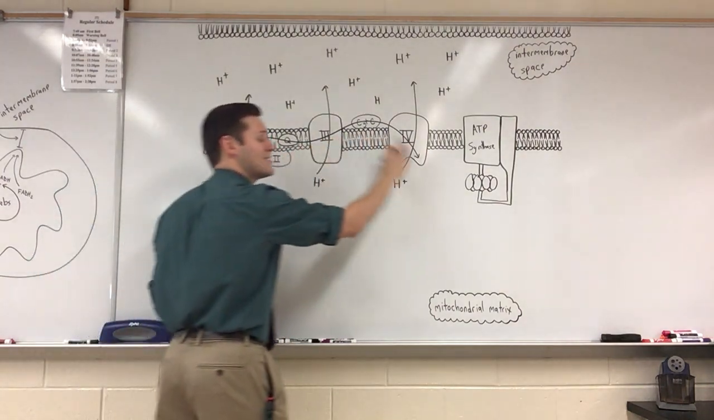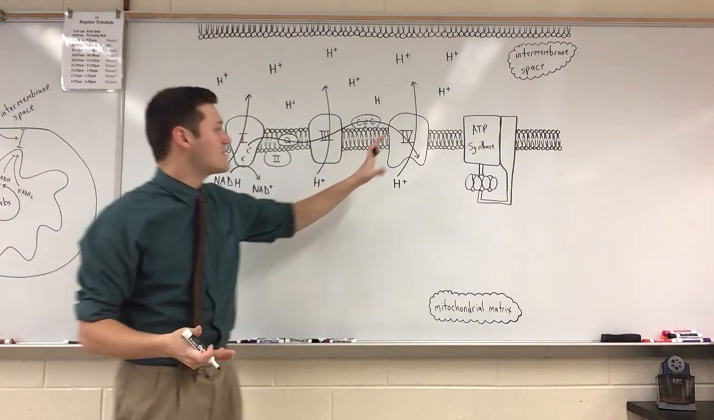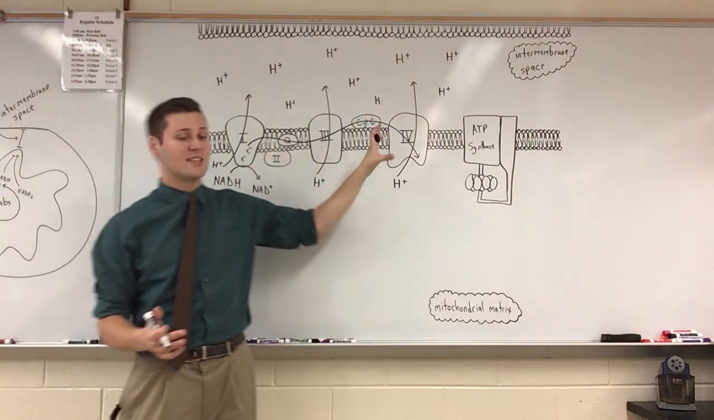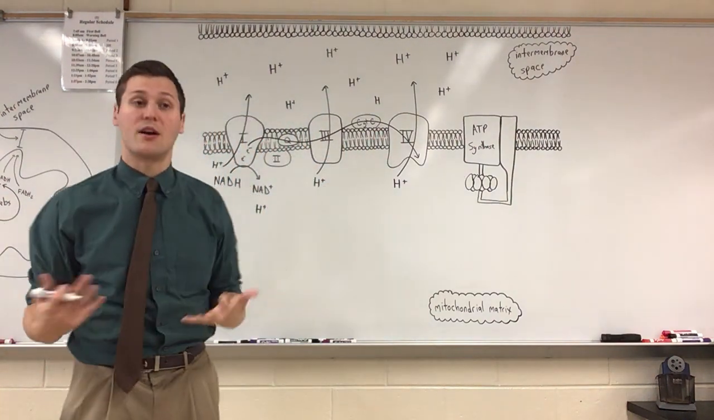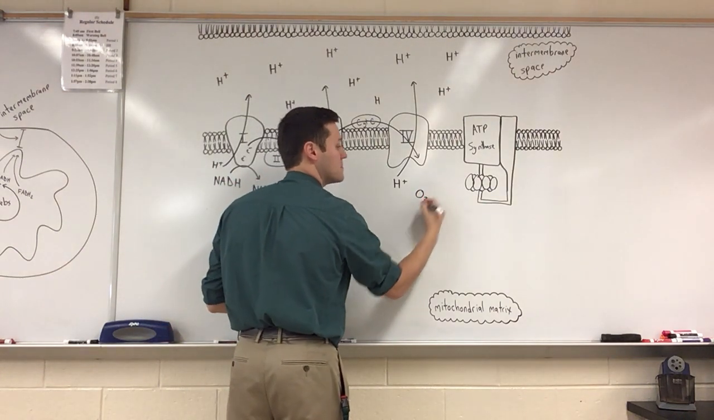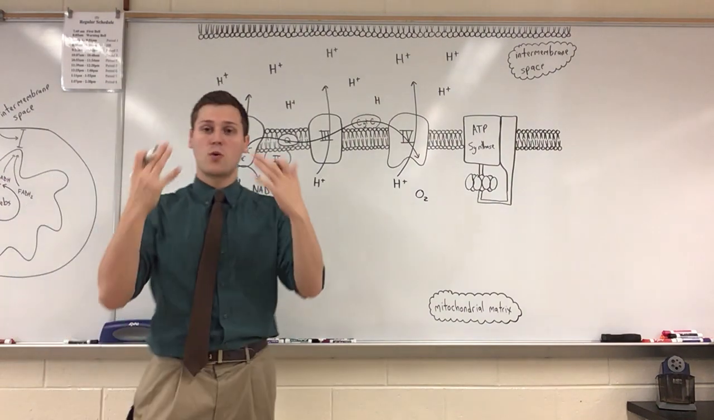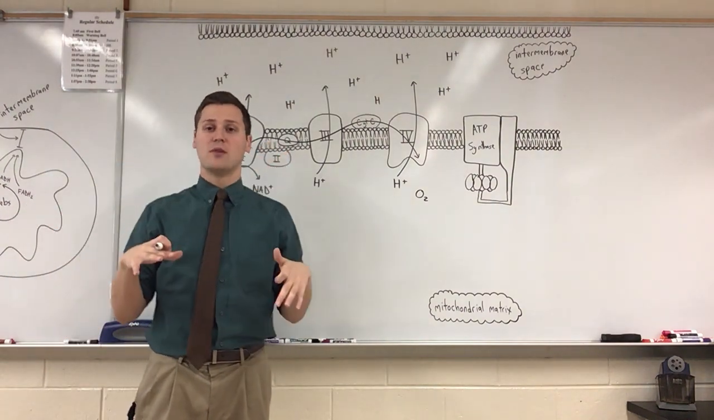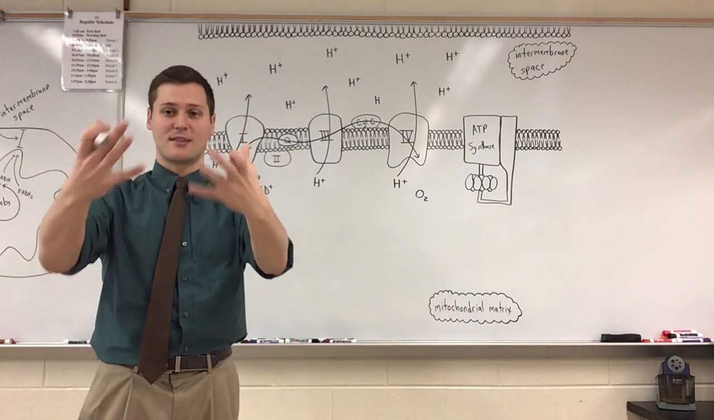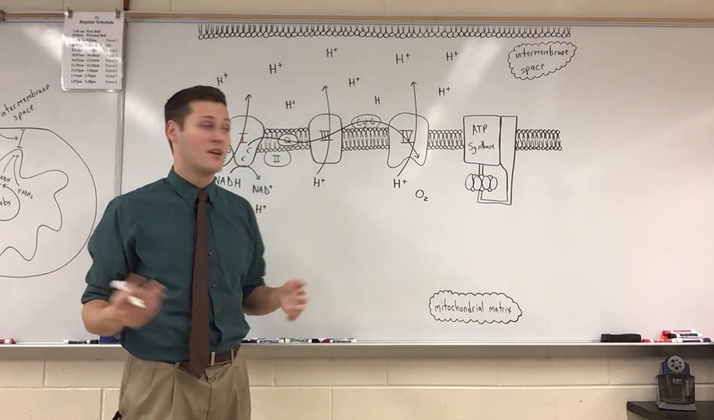Those electrons got to complex 4, and now they need something to pick them up. Otherwise, all of the electrons will get backed up, and then the ETC, the electron transport chain, will stop running. So we have oxygen. The oxygen that we breathe, for instance, goes into our lungs, it diffuses into our bloodstream, it then moves to our cells, get that oxygen, and we use that oxygen for cellular respiration.